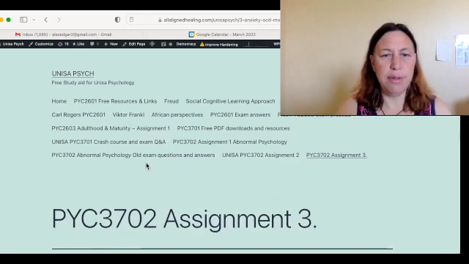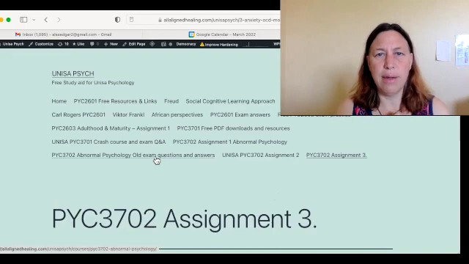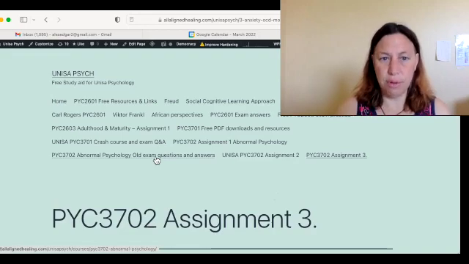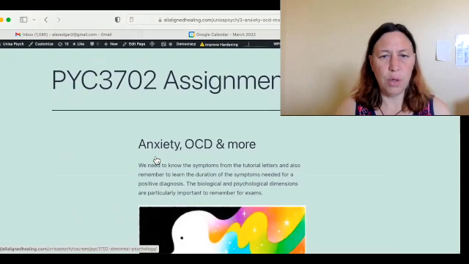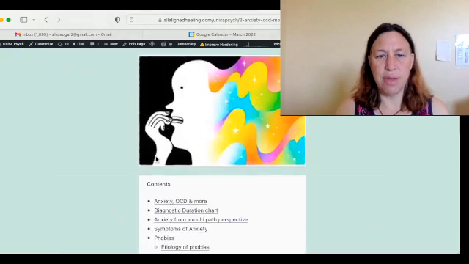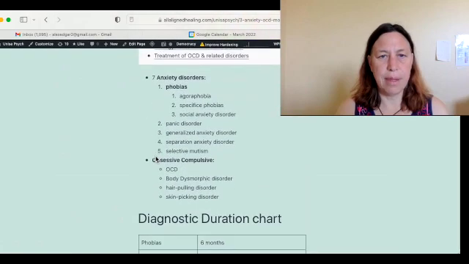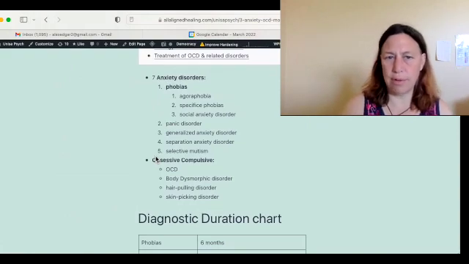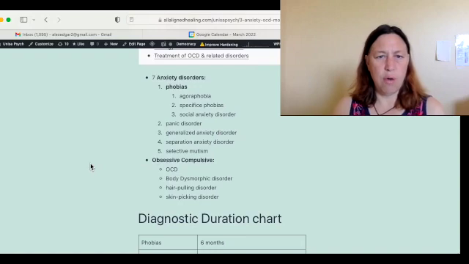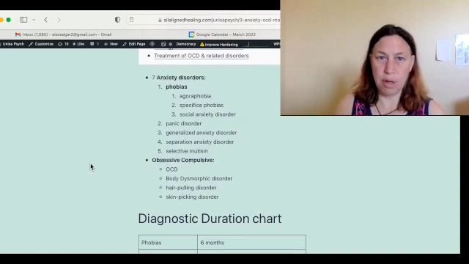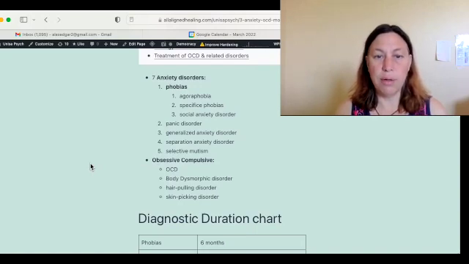Okay, we have old exam questions and answers there. That gives you some insight into what they need us to learn. We're looking at anxiety, OCD, and associated disorders. We're going to be looking at 3 phobias: agoraphobia, specific phobias, and social anxiety disorder. There are also panic disorder, generalized anxiety disorder, separation anxiety disorder, and selective mutism. Then we have obsessive compulsive disorder, body dysmorphic disorder, hair pulling disorder, and skin picking disorder, also called excoriation.